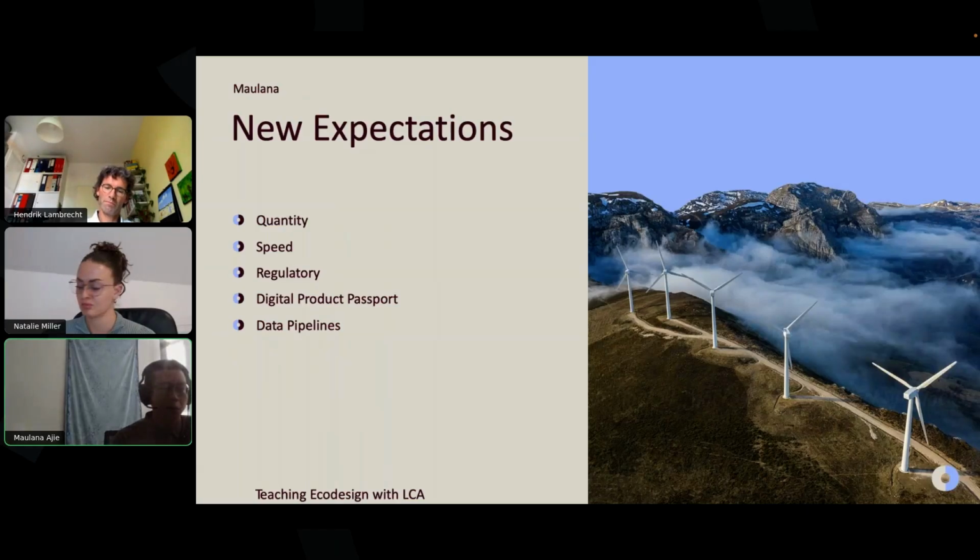They want to calculate more products in less time, which can be third-party verified, which then can be forwarded to other platforms like the digital product passports. And they want to collect their data with automated data pipelines.